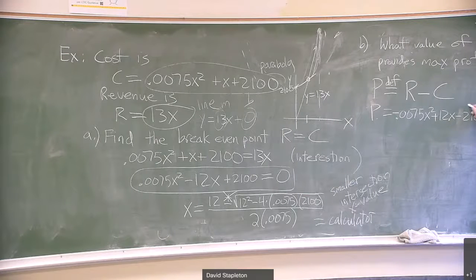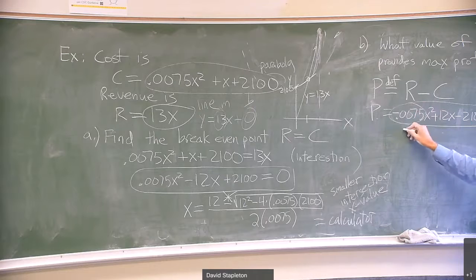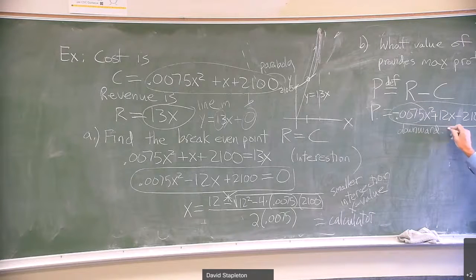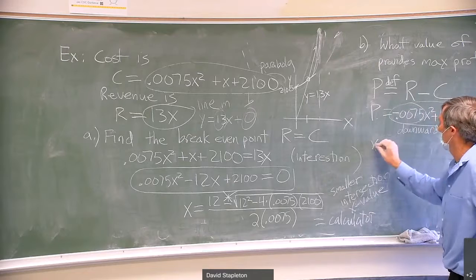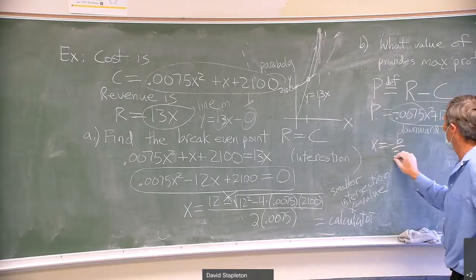What you recognize is that this is a parabola, right? It's a downward parabola because the coefficient of x squared is negative. So where's the maximum of a downward parabola? It's the vertex, right? So here's the applied problem again. T, or x in this case, is minus b over 2a, right?